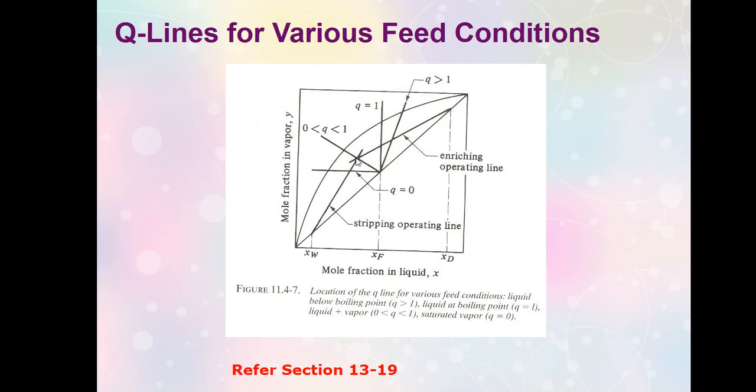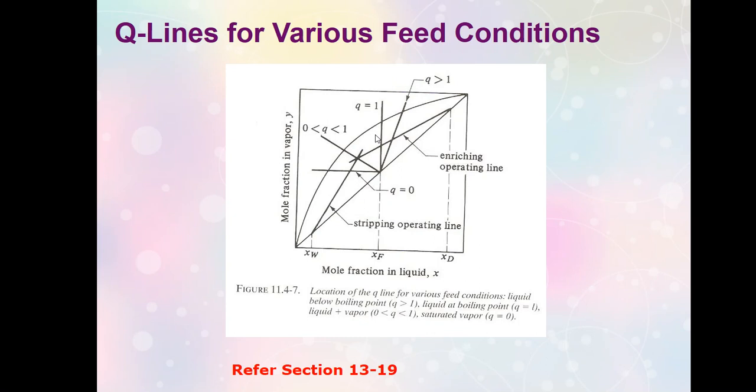And let's say, for example, you have a feed which is a mixture of liquid and vapor. So your Q will have a value somewhere between 0 and 1. So this is your feed line. Since you already have this intersection for the feed line and the enriching section operating line, you connect the intersection here to X sub W to draw properly your stripping section operating line. So of the three lines, the stripping section is the last one drawn.